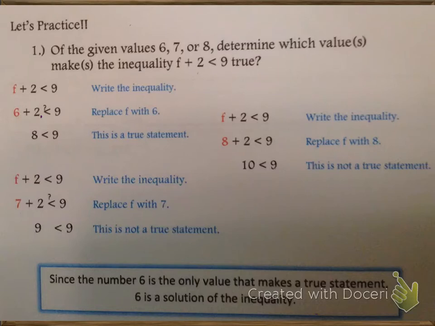Let's practice. Of the given values 6, 7, or 8, determine which values make the inequality f plus 2 less than 9 true. So this right here looks like an equation, but instead of an equal sign, we have a less than sign. And that's because we don't know if the left side equals the right side. So we have to figure that out. So our first step when figuring that out is to write the inequality.